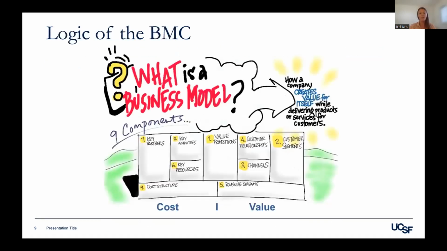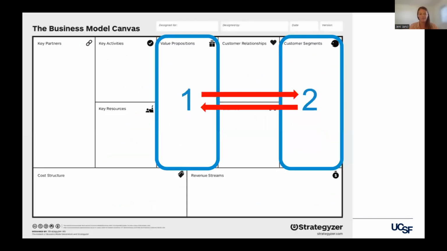So again, what is a business model? It's how a company creates value for itself by delivering products or services to their customers. So we want to make sure it's viable. You're going to create some money for you, and it's going to be more than what it costs, with all of the things needed in order to create this value for your customer.